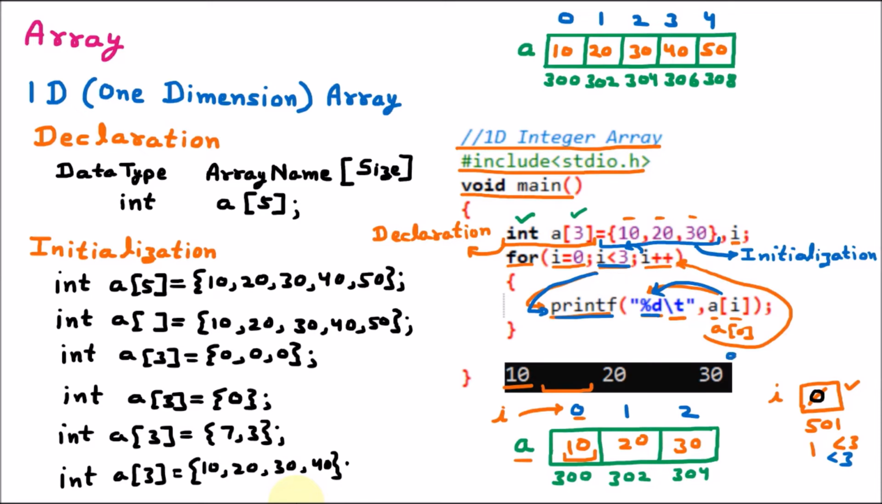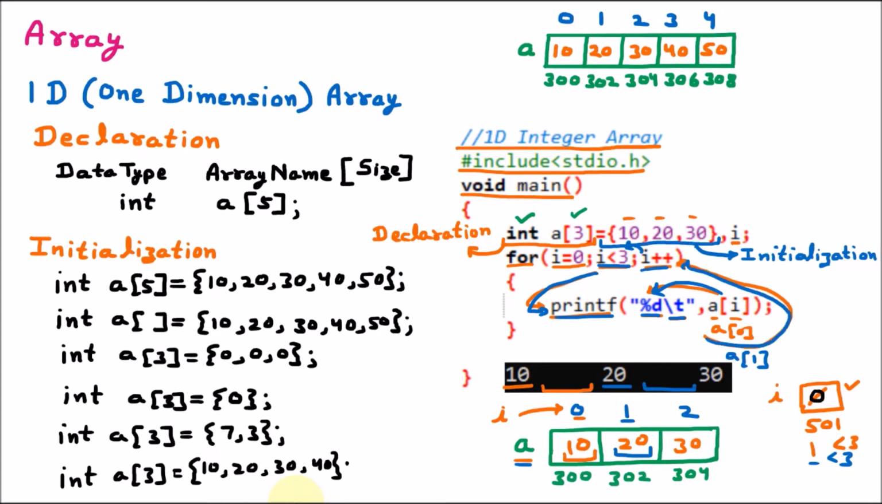And a[i] is now a[1] because the value of i is 1. So here a[1], we know that a[1] is 20, so 20 will be printed. Then afterwards \t, so one tab space will be given. It is a loop, it will be going back.